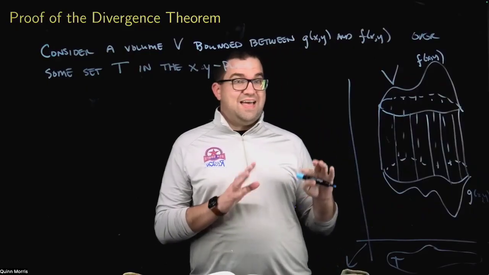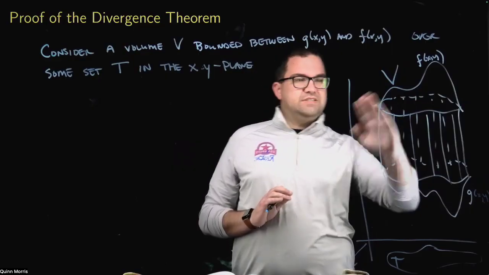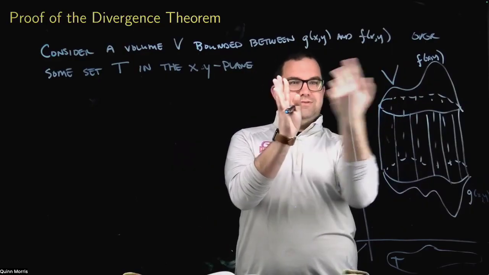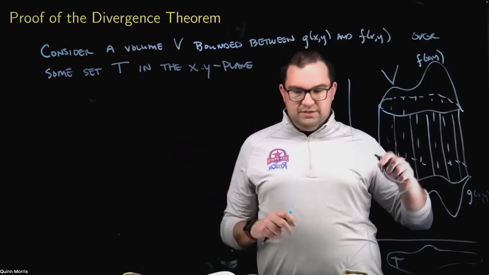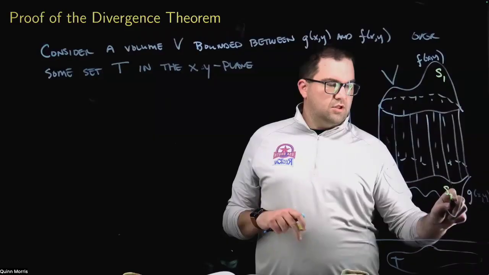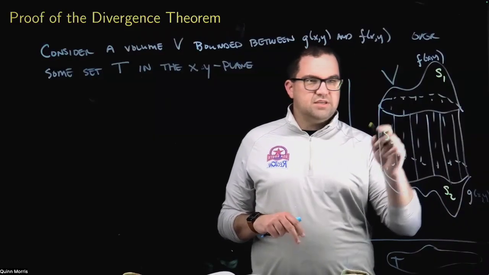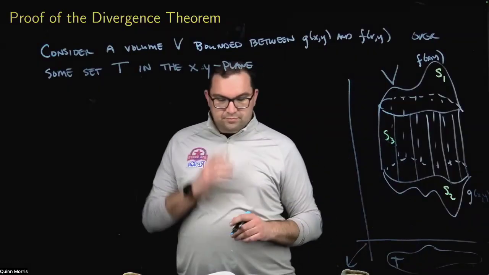My surface S that bounds this volume is this upper surface and this lower surface, and then the side surface, right? And in fact, I want to even denote those differently. So I can think of this as S1, this lower surface as S2, and then the side as S3. That'll be helpful later on. All right.